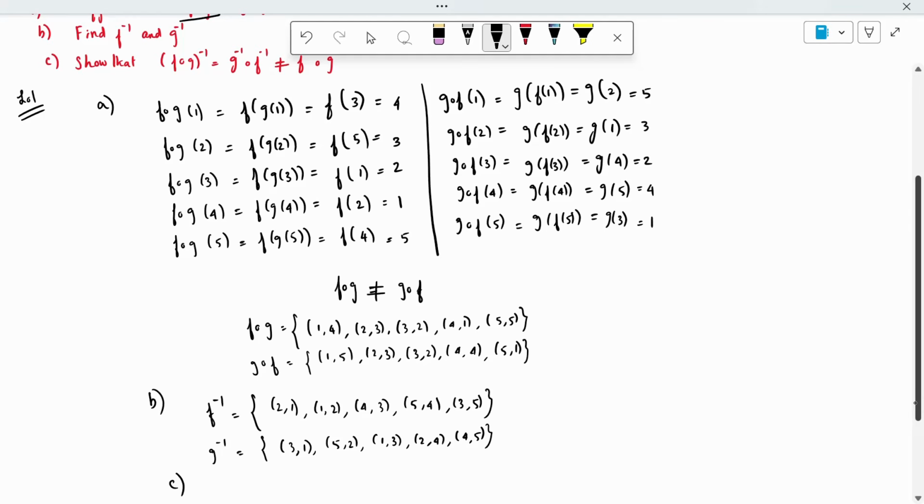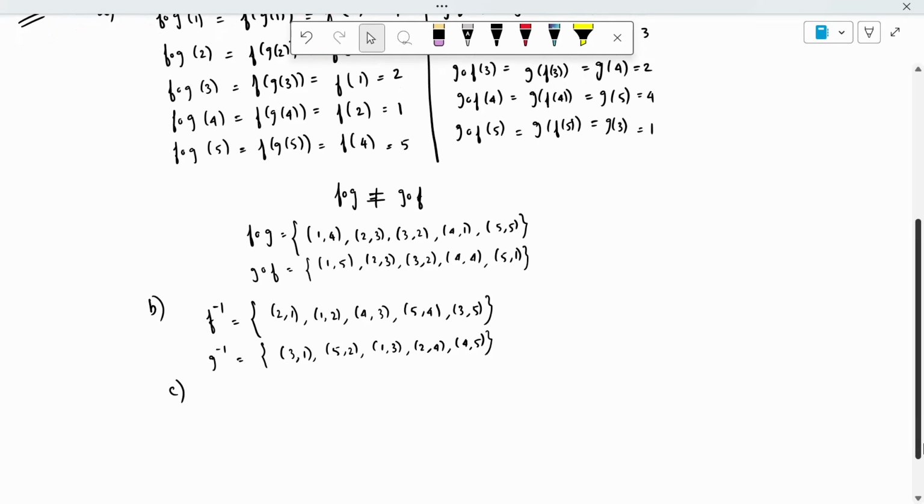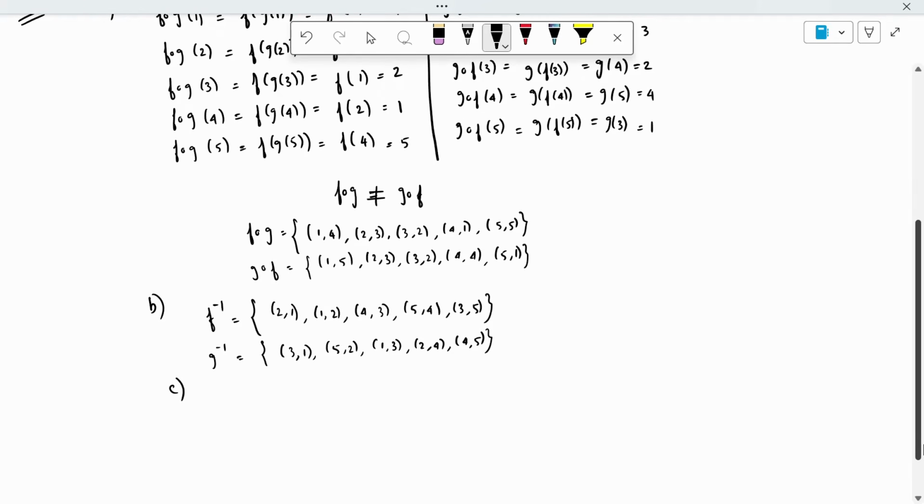The third subdivision is asked to verify. So what is the verification asked? F composition G the whole inverse. So first, F composition G the whole inverse is nothing but F composition G, already written. This is F composition G. Its inverse is nothing but instead of (a, b) I am going to write (b, a): (4,1), (3,2), (2,3), (1,4), (5,5). So completed. Okay. Now what is the question asked? F composition G, so G inverse composed with F inverse.